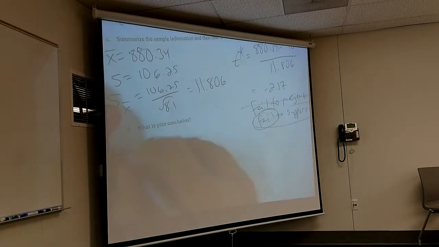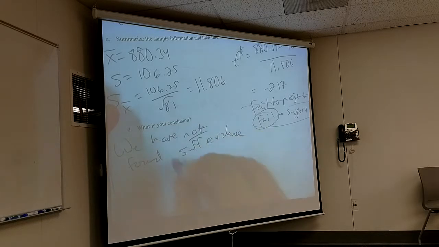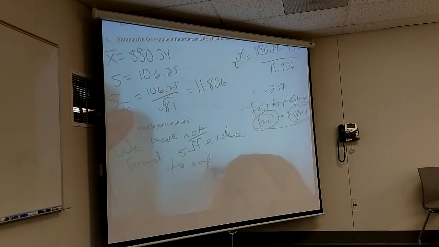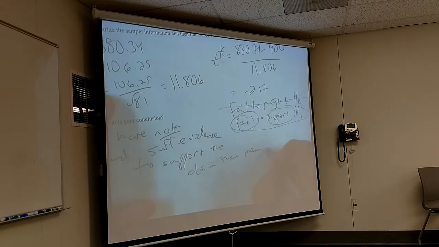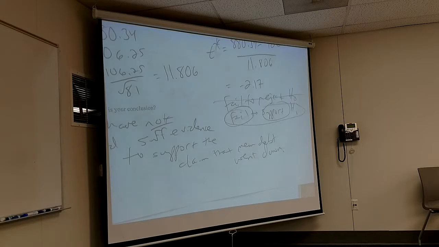So fail becomes we have not found sufficient evidence to support the claim that mean debt went down. There's one way to say it. So that sample of 81 students had less debt on average, but it wasn't less enough to show evidence that the whole population of students had less debt. So you guys are living that, I understand.